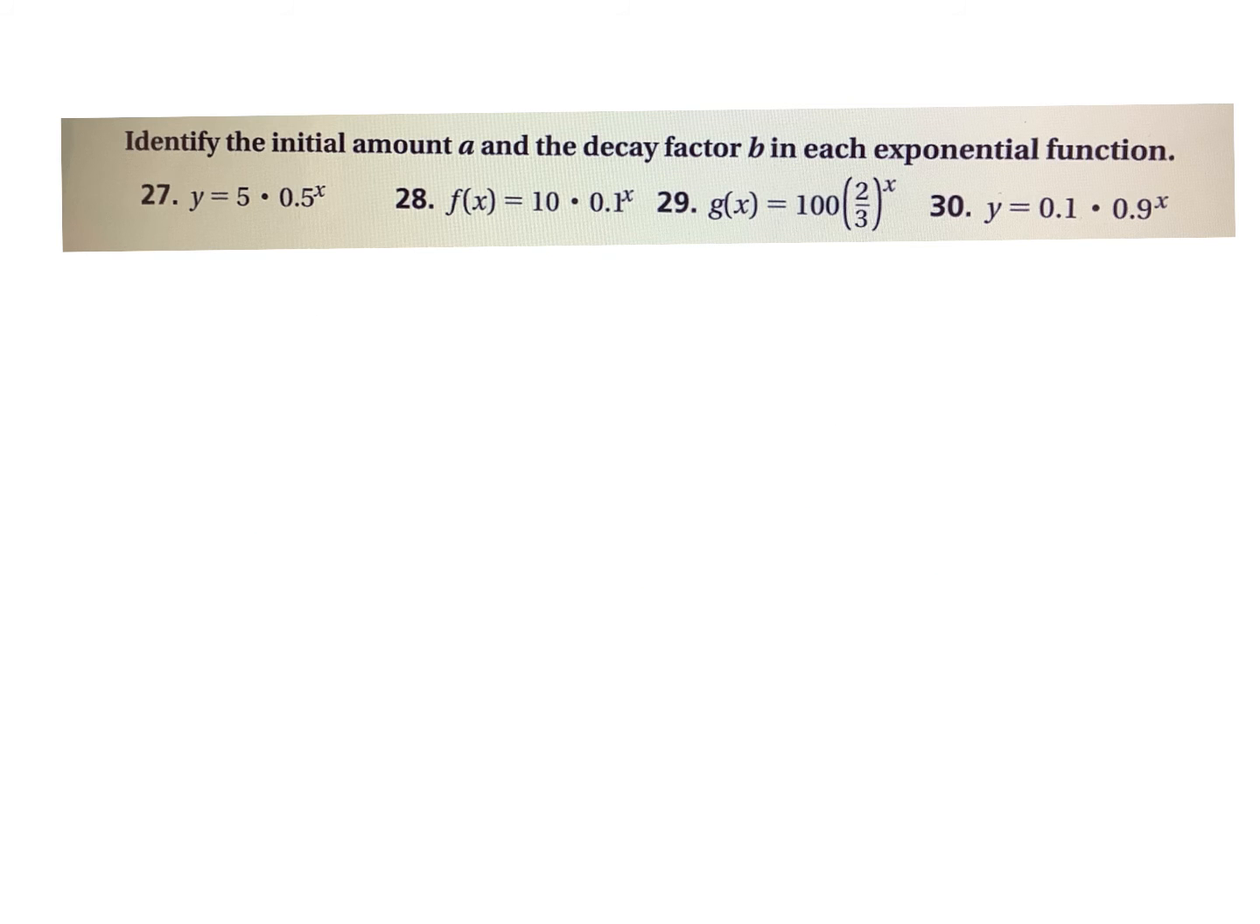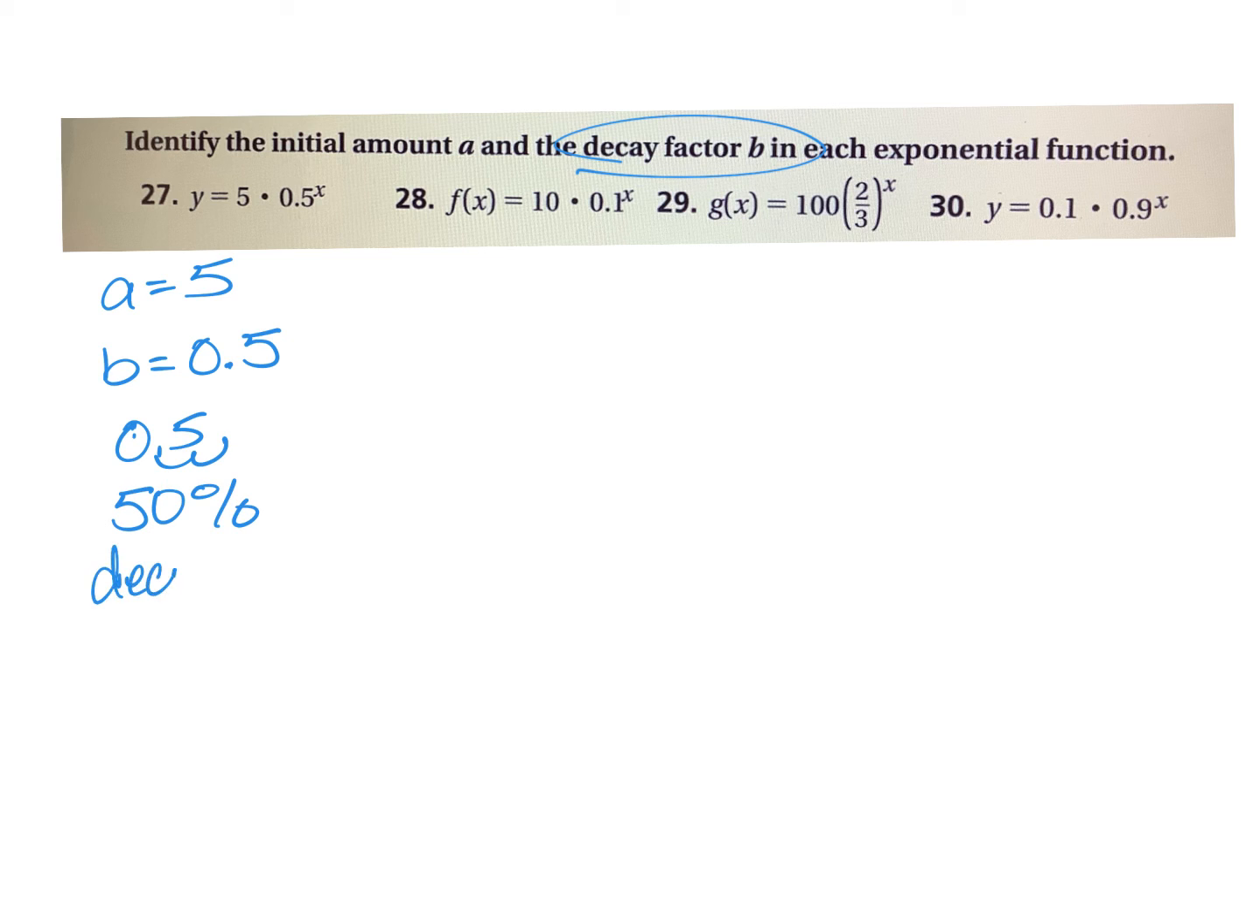All right, now let's look at identifying the initial values when we have decay going on. So in this case, A is still 5. Now B, the value is 0.5, but remember, this has been subtracted from 1. So we take that value and discover the difference between 1 and 0.5, which is still 0.5. So this would be a 50% decrease.